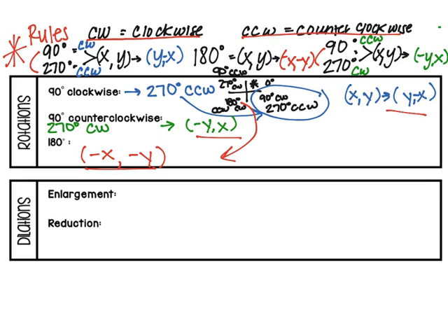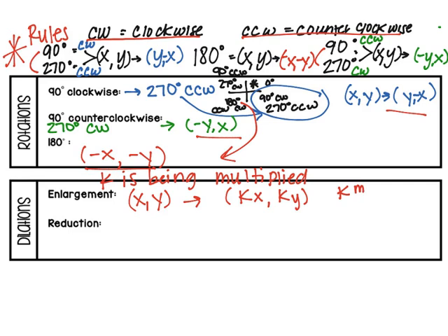Now, dilations is an enlargement or reduction, so that means something is going to get bigger or smaller, like the pupil of your eye. So an enlargement means that we're going to use the letter K. So K is being multiplied. And so you are given your XY, and your XY is going to be multiplied by that K. K times X, K times Y. And for it to be an enlargement, K must be bigger than 1.